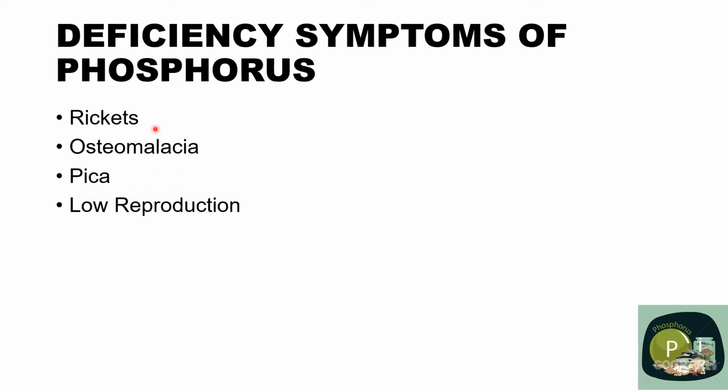Then another one is called pica. This pica is also called depraved appetite, where the animal seems not hungry, something like that. This pica is caused by phosphorus deficiency. So, the affected animal has an abnormal appetite.